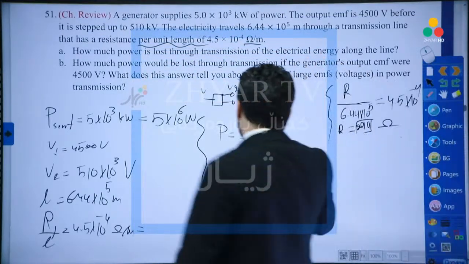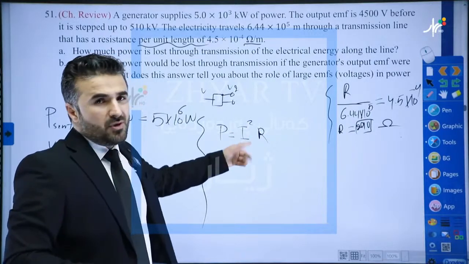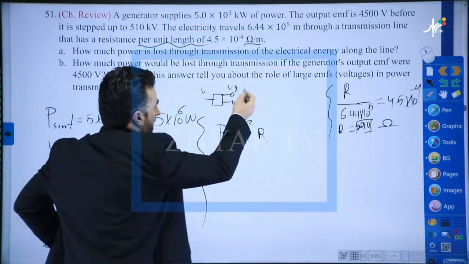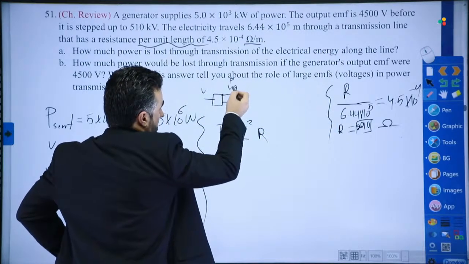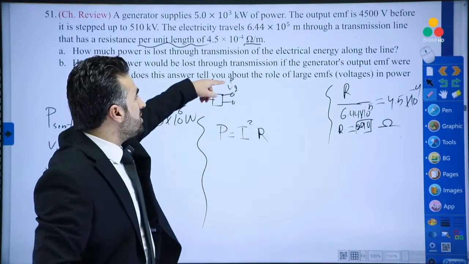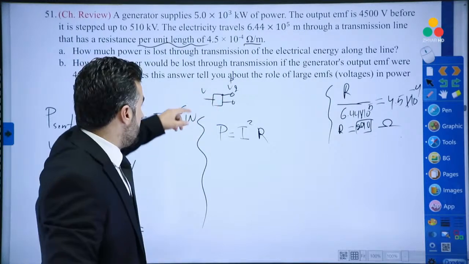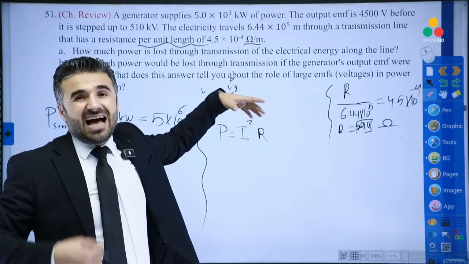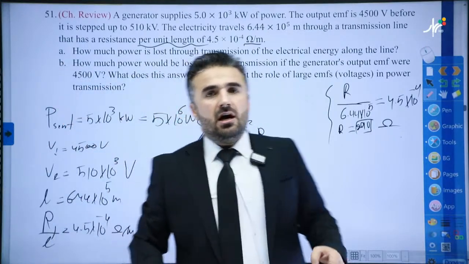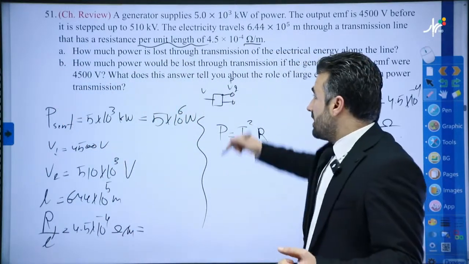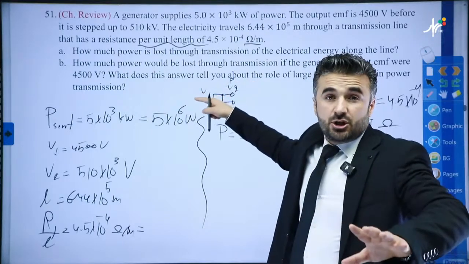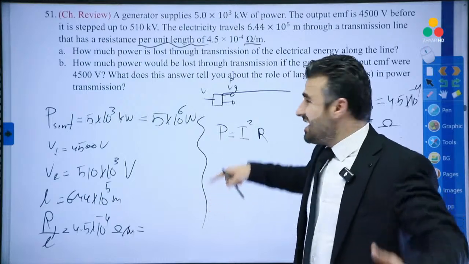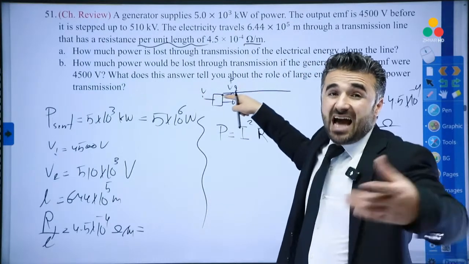Now, what about the second part here? How do I find the current here? Remember, the power is fixed, so it doesn't change. By the way, which voltage do I need to use, the one before stepping it up, or the one after stepping it up? You have to ask yourself a question: the power doesn't change, so which voltage and current is the one being transferred?